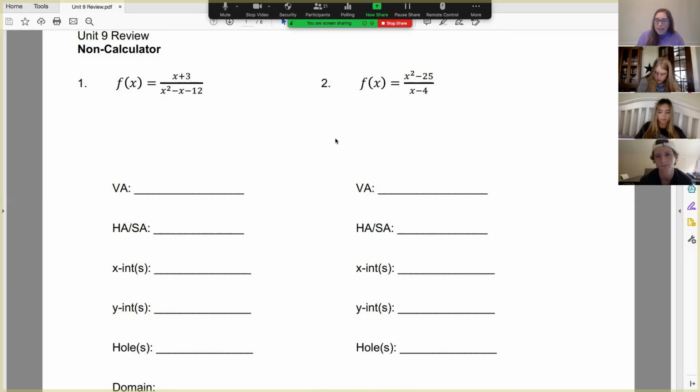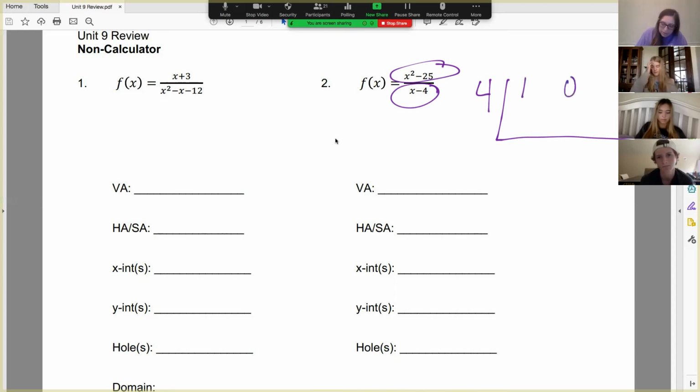So since I have just an x on the bottom, that means that I can take my denominator, set it equal to 0, and the 4 goes in the box. Then my numerator coefficients are what I put on top. So I have 1x squared plus 0x minus 25. And so since it skipped the x, I just put a 0 in its place.